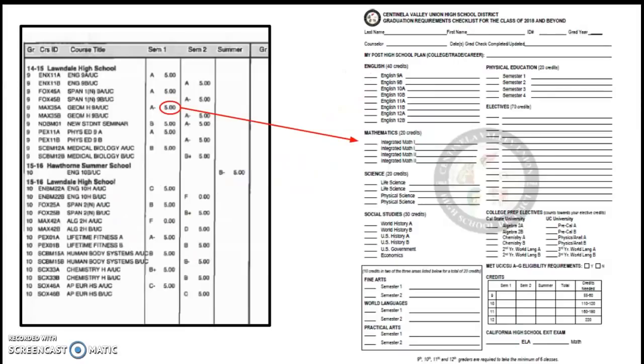Now let's take a look at math. We're going to do the same thing, look and check your math course, and if you received the 5 credits, fill it in. If there's a more specific title information, be sure to fill that in. However, if you failed the course and received 0 credits, you cannot put it down as completed.